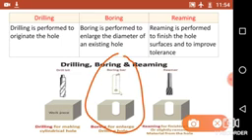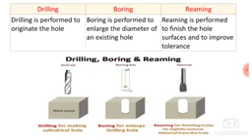Then the third operation, that is reaming. Reaming is performed to finish the hole surface and to improve the tolerance. For reaming operation, again you have to drill the hole first and after that you have to perform reaming operation, which is used to improve the surface finish of that drilled hole. That is the purpose of reaming operation.